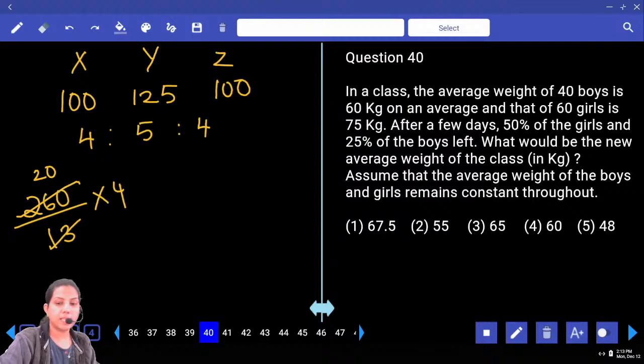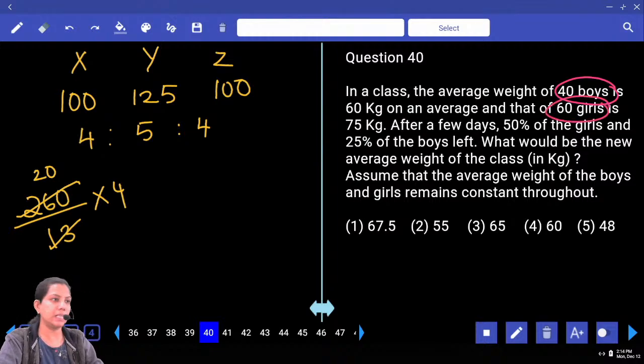Okay, now next, question number 40. In a class, the average weight of 40 boys is 60 kgs on an average, and that of 60 girls is 75 kgs. How many boys initially? 40 boys. And how many girls initially? 60 girls. 40 boys average 60 and 60 girls average 75.